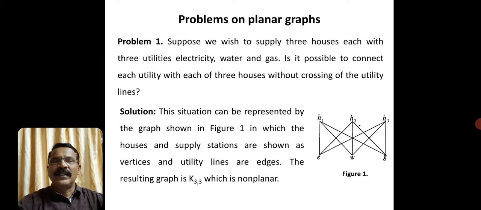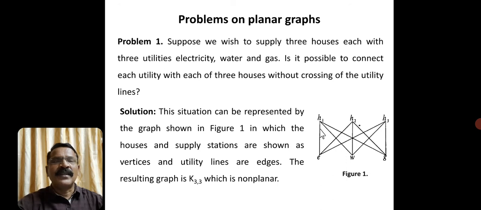So we need water, we need gas supply, we need electricity. Nowadays we are getting all the three facilities or utilities through pipelines, that is water pipeline, gas pipeline, even the electricity connection is also from the underground. So now the thing is that there are three houses and three utilities. All the three houses require all the three utilities.